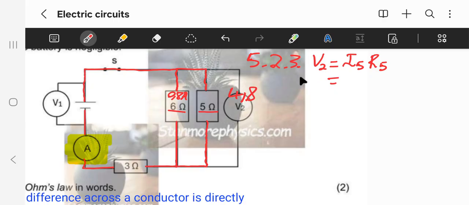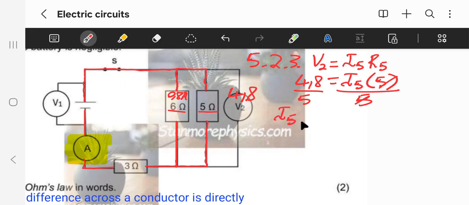We know what V2 is. V2 is 4,8. Current is what we are looking for. Our R5 is the resistance, which is 5 ohms. Then we will divide by 5 on both sides. They cancel here. So our I5 will be equal to 4,8 divided by 5, which will give us 0.96 amperes. But this is not the current we want.